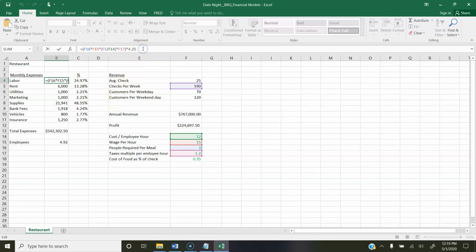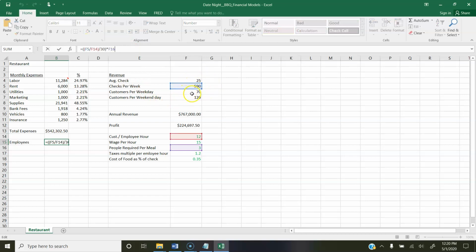Now, we want to figure out what the labor cost is for a whole month. So we're going to need to multiply this by 4.25, and that tells us our labor cost in this model is $11,284. And then our supplies are based on the number of customers that we're serving per week and the cost of the food that they're buying. So supplies are our biggest expense, unsurprising for a restaurant. So in this particular model, we've got total expenses of $542,000.